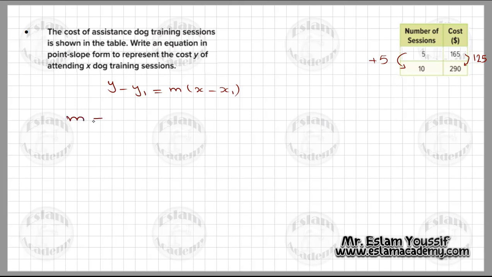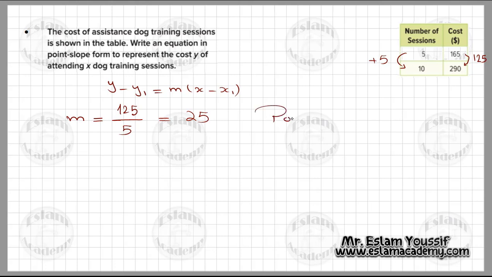So we can find the slope by using the change of y over the change of x, or by using y2 minus y1 over x2 minus x1. You will find the same answer. The change of y is 125 and the change of x is equal to 5. By dividing, you will find that the answer is equal to 25.